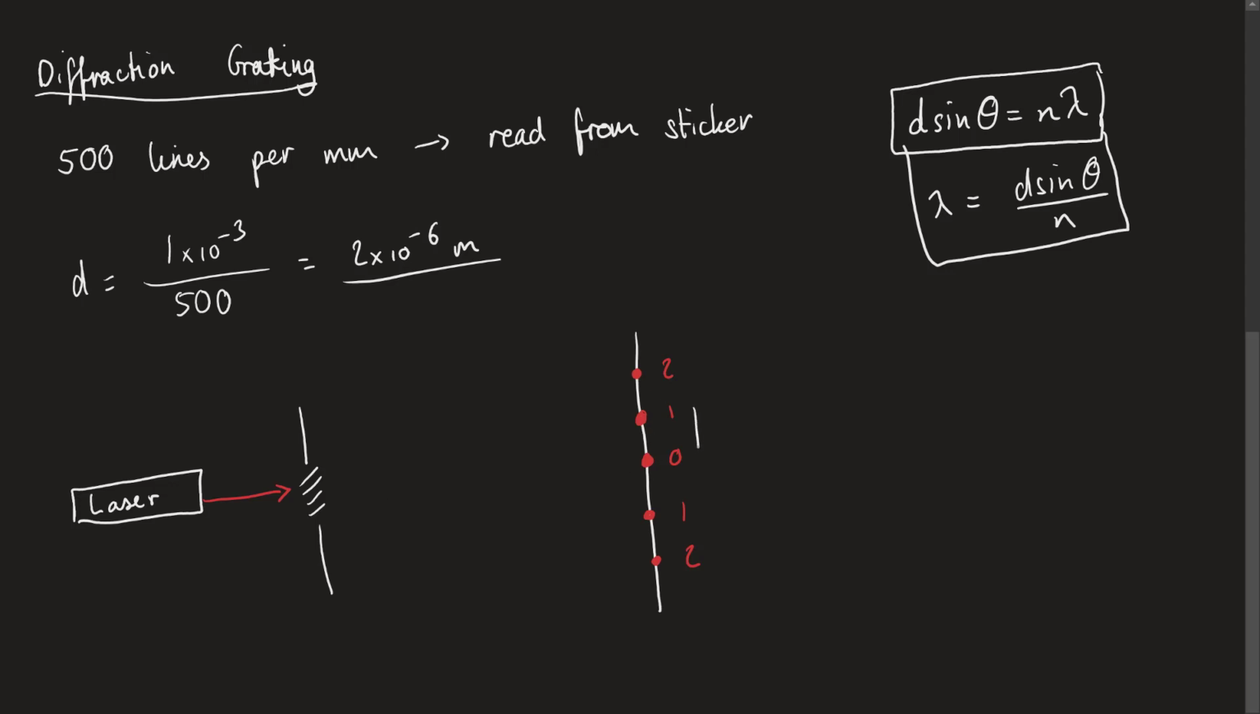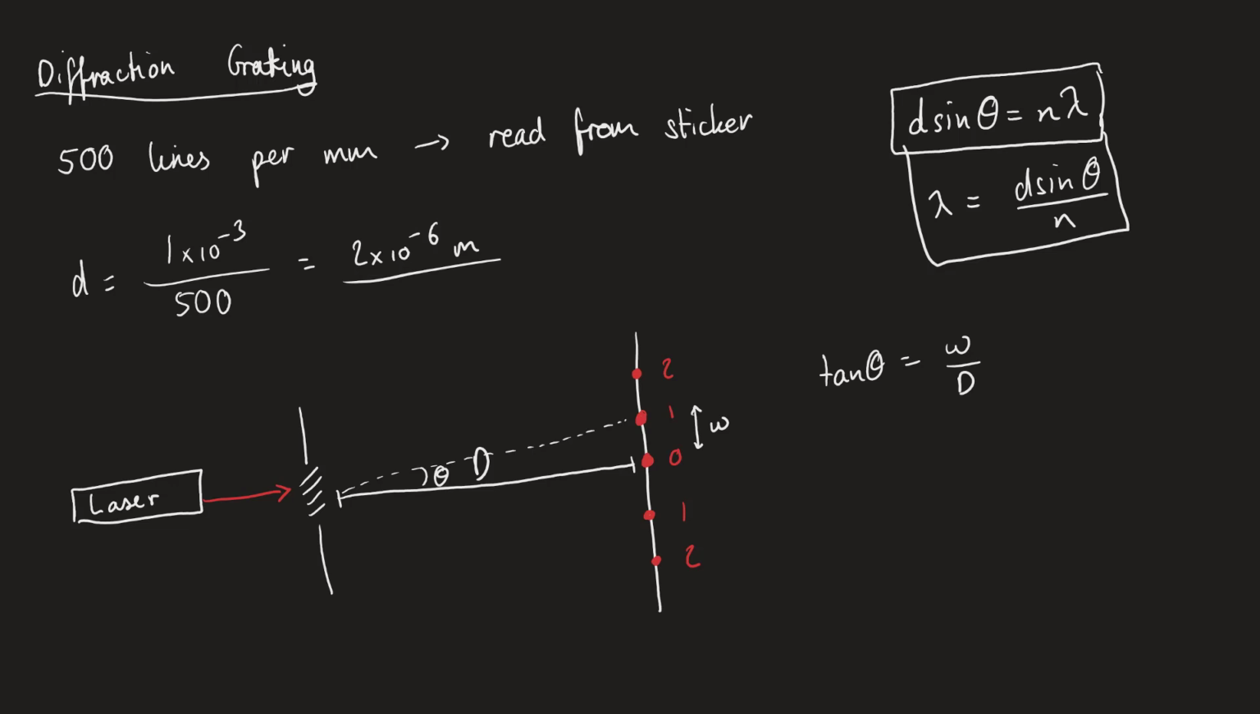spacing. So if we called this distance w again, and then we called this distance between the slits and the screen d, that means that sine theta, this is theta here, okay? Tan theta is going to be w over d, because it's opposite over adjacent. And what we're actually going to use is something called the small angle approximation.